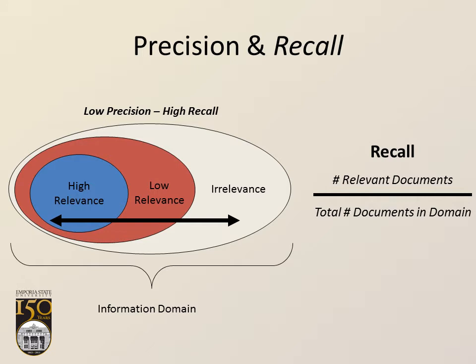Turning to our second concept, recall. Recall we define as the number of relevant items retrieved divided by the relevant items in the entire information domain. So, when do we want high recall? For instance, if a person is just starting their research and is casting around for a specific topic, then we would probably want low precision and high recall. This would allow them to scan a lot of materials and get an idea of the topic area.